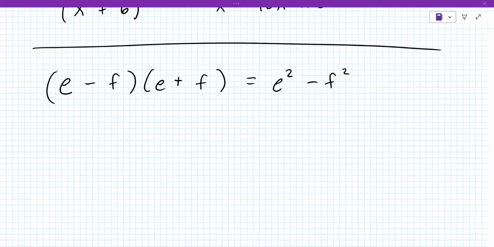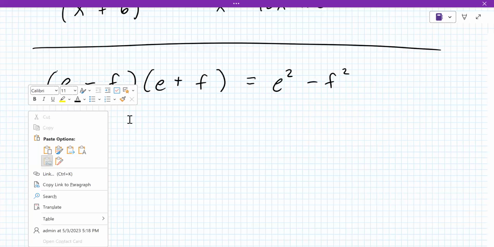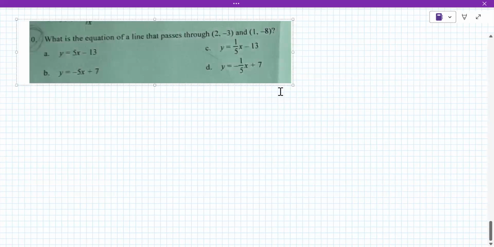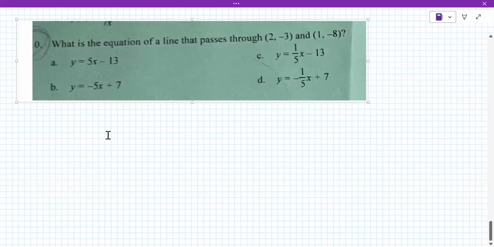Why didn't that snip so well? Okay. All right, so for a problem like 10, it's sometimes good to scan the multiple choice answers. You will notice something. In fact, you probably see that they all have different slopes: 5, -5, 1/5, -1/5.